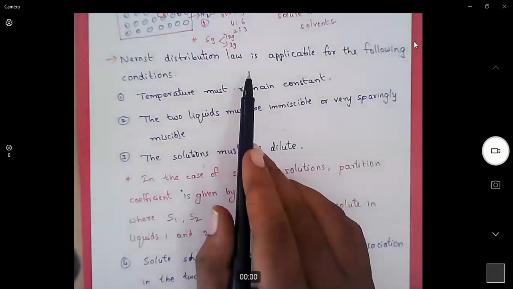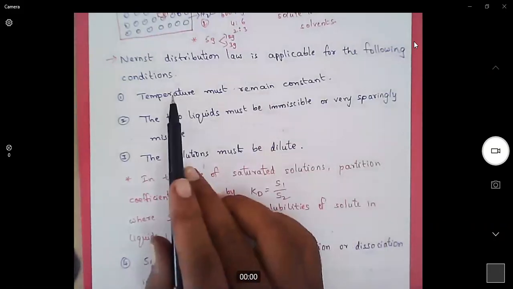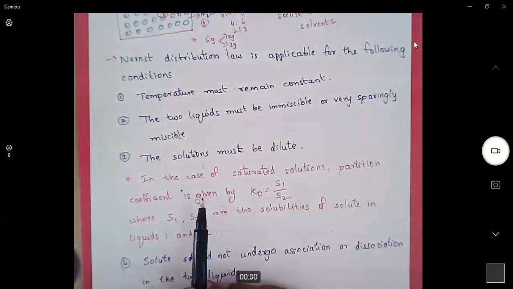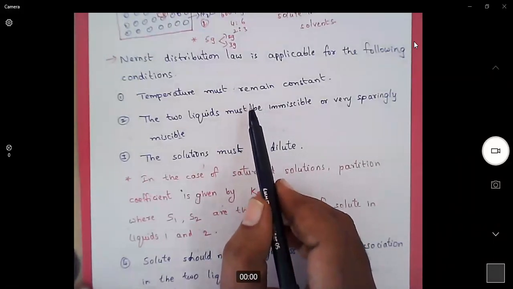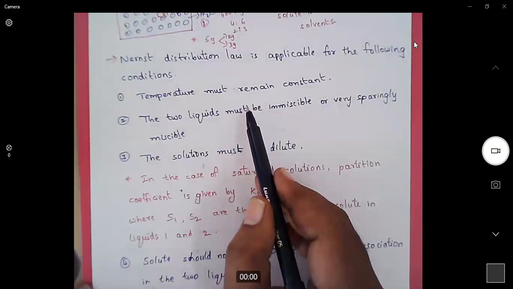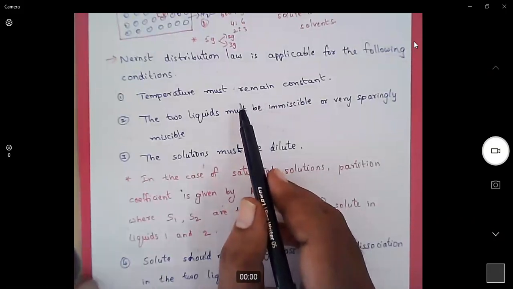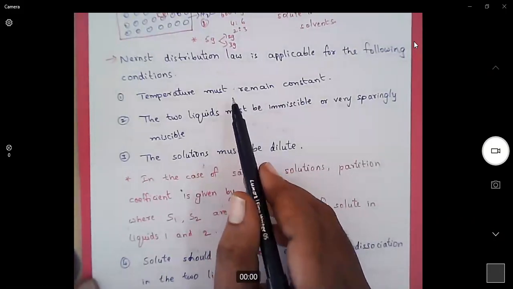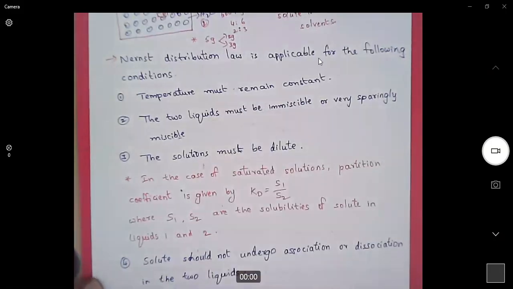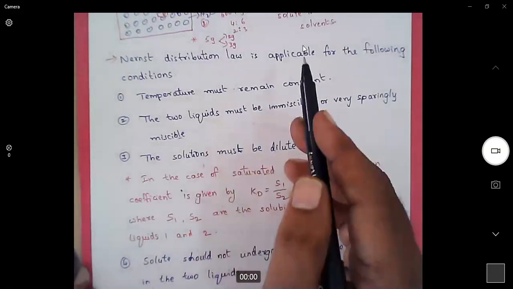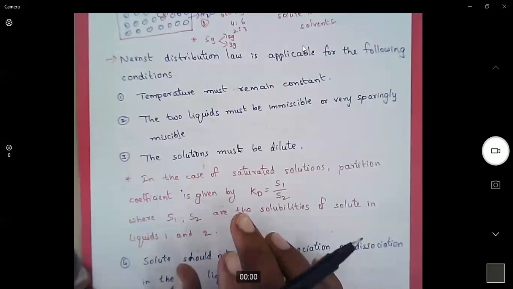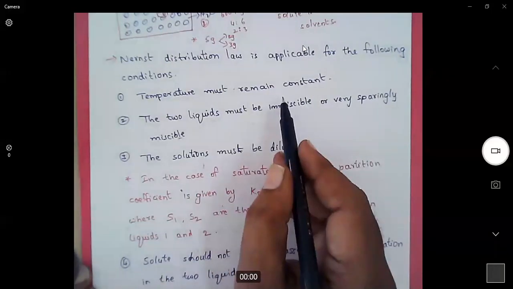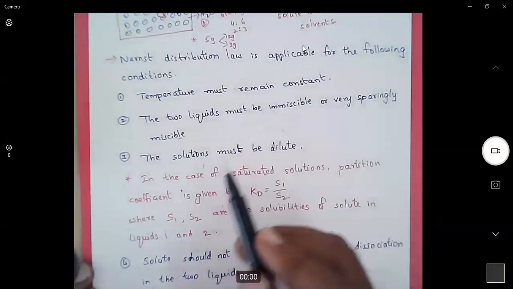Nernst distribution law is applicable under the following conditions. Temperature must remain constant. Whenever we want to calculate the distribution coefficient, we must keep the temperature constant throughout the experiment. When we change the temperature and try to find the partition coefficient, it will differ. So temperature must be constant.